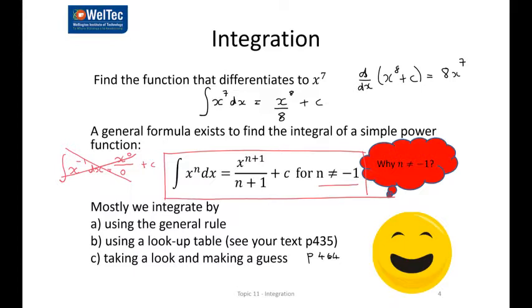This is the general rule, the general formula. Or we've got a table. And the table is on page 435 if you've got the early edition, 464 if you've got the later edition. And sometimes we might just take a look and go, I can make a guess, an educated guess. Maybe I have to refine my guess, but I can make a guess. So that's how we're going to integrate at this level.